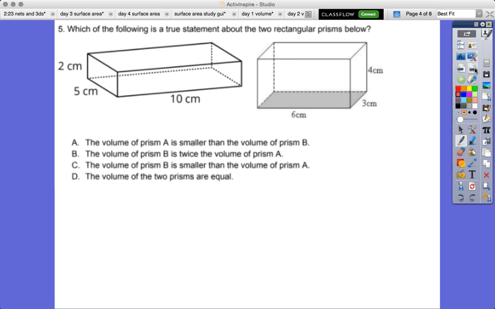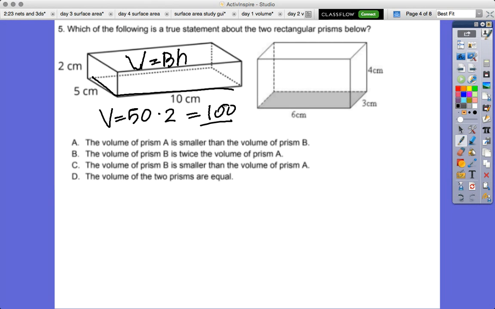Number 5 says, which of the following is a true statement about the two rectangular prisms below? I can see that my answer choices are talking about volume, so I'm going to have to find the volume of both of these figures. This is just a general prism, so volume equals the area of the base times the height. The area of the base, I can tell, is going to be 50. So 50 times the height of 2, and I get a volume of 100.